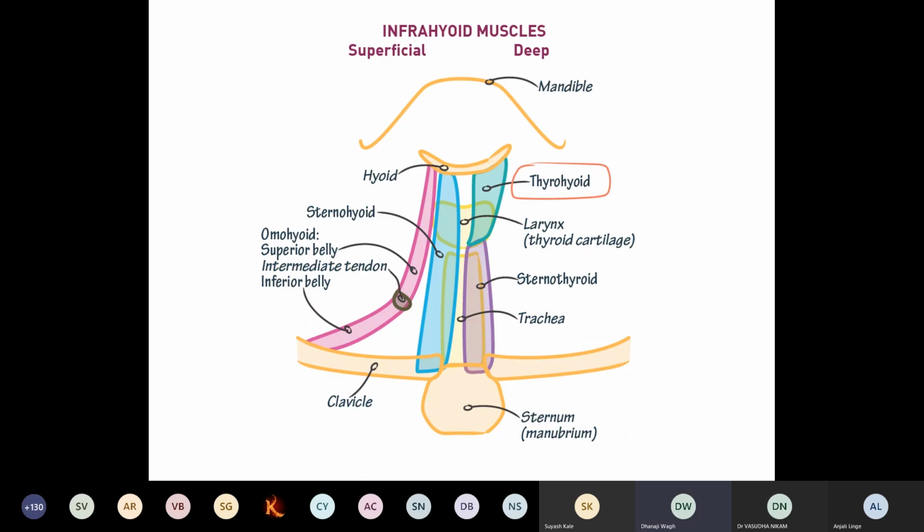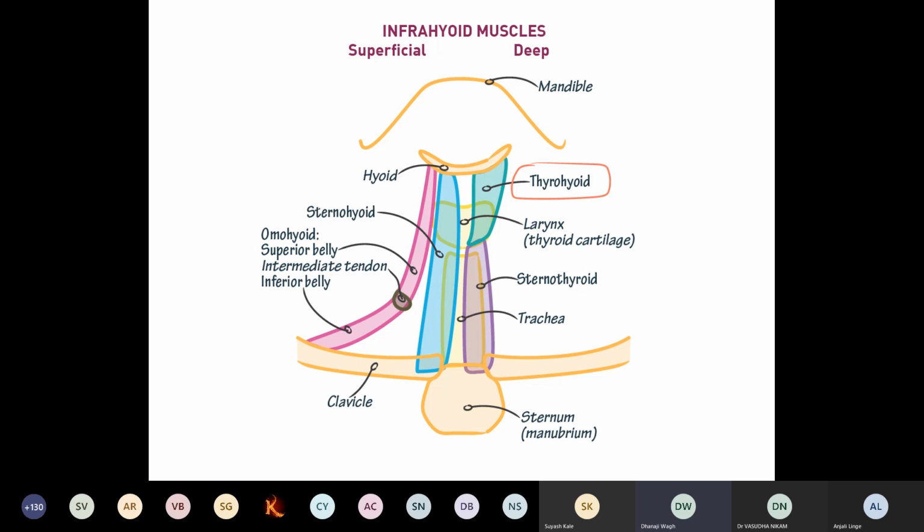Now this is a schematic diagram of the infrahyoid muscles. These are the muscle group below the hyoid bone, that is, the infrahyoid muscles. It is called the infrahyoid muscle group. This infrahyoid muscle group has a superficial and a deep group.